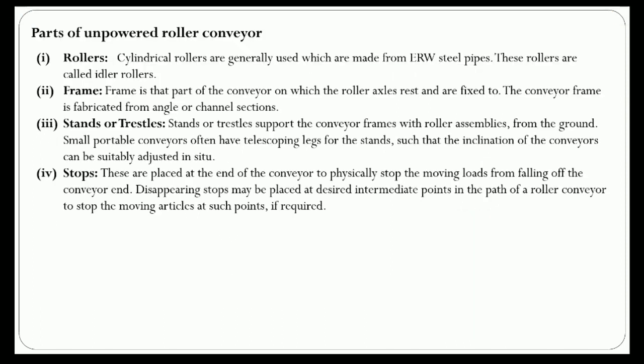Now, if we consider the different parts of this gravity roller conveyor, first of all, the main important part is the cylindrical roller, which is generally made from ERW steel pipes with cast or fabricated end flanges to accommodate the anti-friction bearings. The trough angle is stationary, and these roller barrels can rotate very freely. These rollers are known as idler rollers.